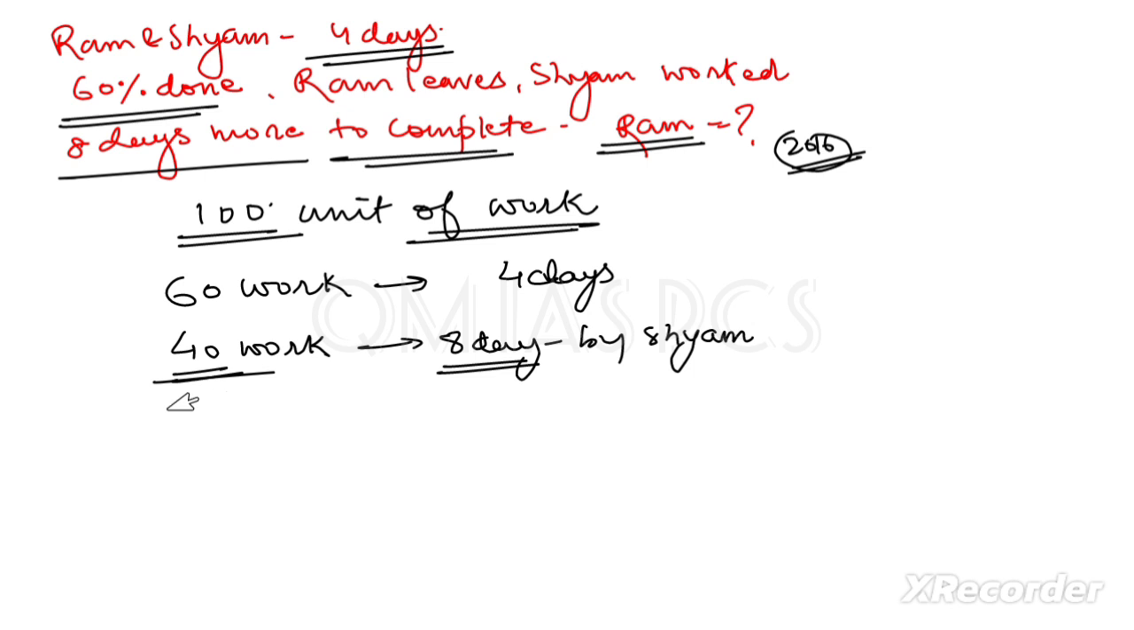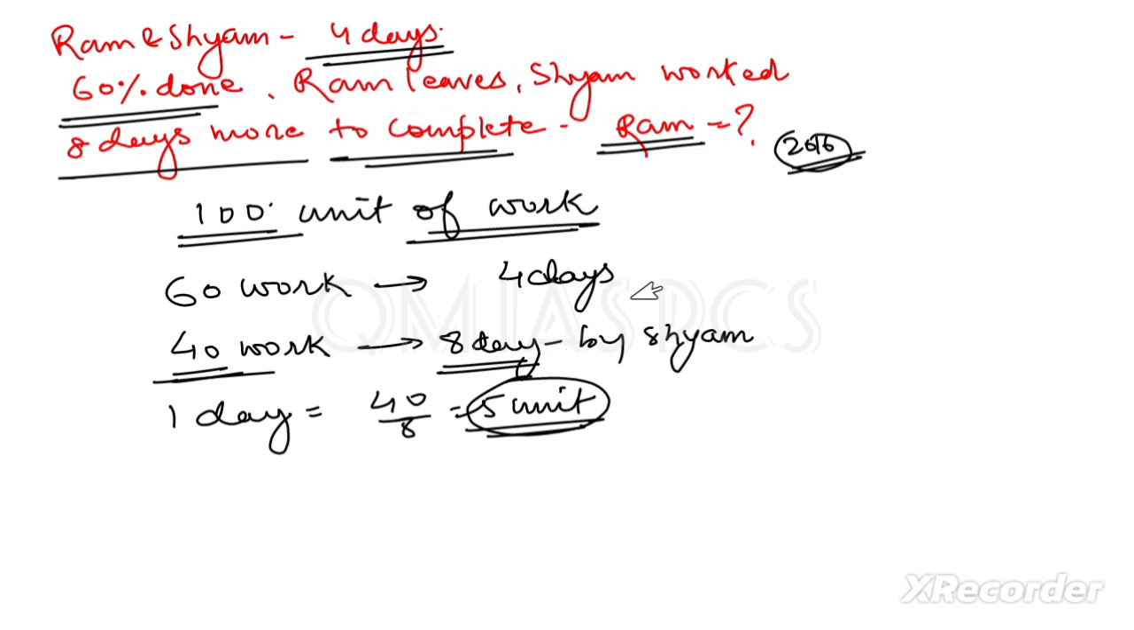That means in 1 day, how much work is getting done? 40 by 8, that is 5 units of work. And these 5 units will be the efficiency of Shyam. So if you want to find how much work is done by Shyam only in these 4 days, you can multiply these 5 units by what? 4 days. So we will get 20 work. So 20 work will be done by Shyam in these 4 days.